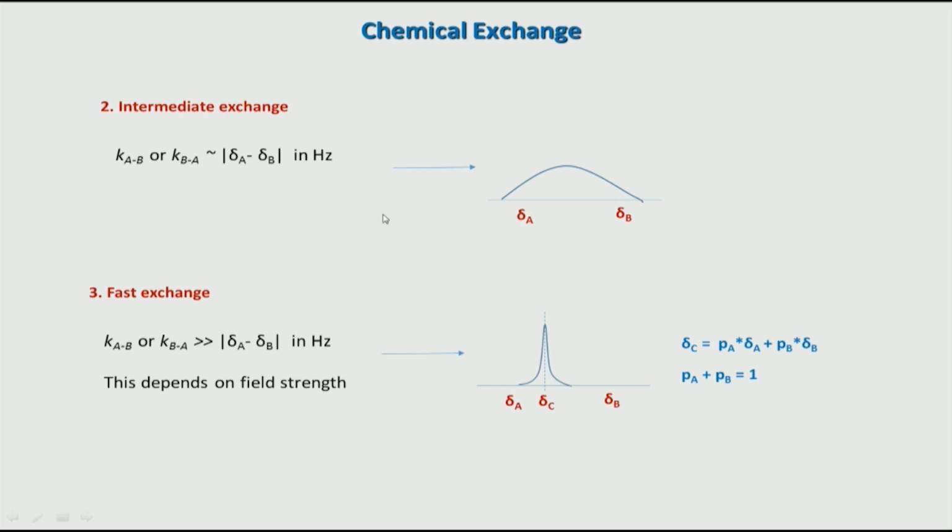So, in an intermediate exchange, we will look at this in the next class. Having looked at these 3 different regimes, we will see how the peak shapes which are shown here can be explained in a fast exchange and a slow exchange regime. So, this we will continue in the next class.